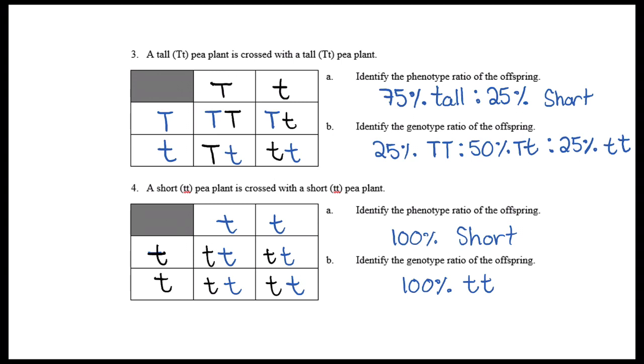For the next example, if we cross two short parents together, because this is the recessive trait and there's only little t's present, we're going to have 100% short. 100% of the genotype will be homozygous recessive, little t, little t.